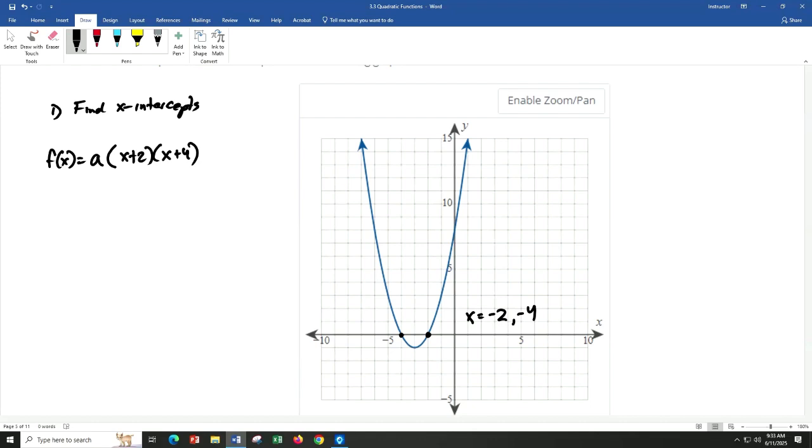Find f of 0. F of 0 is going to be this. You've got a little form here. When I look at f of 0, notice we don't worry about the 8 right now, but I can come in here and do this. Hey, 0 plus 2, 0 plus 4 ends up being 2 times 4, and that's going to equal 8. Are you good so far?